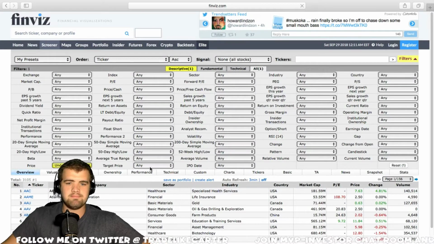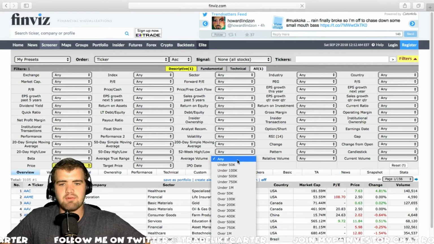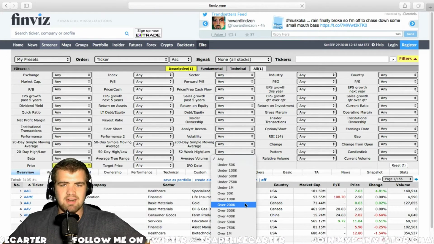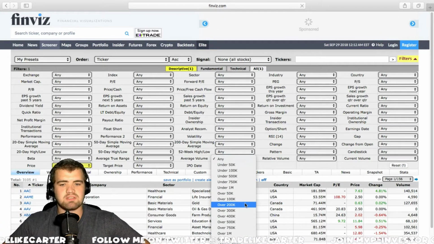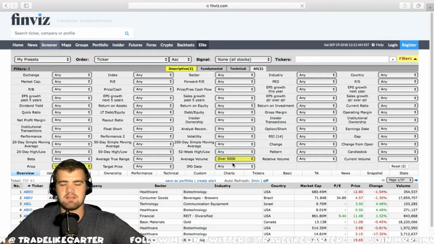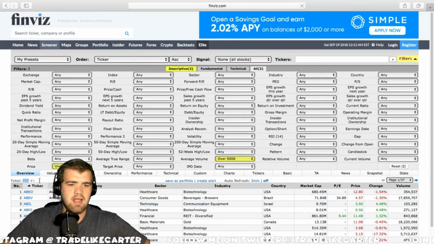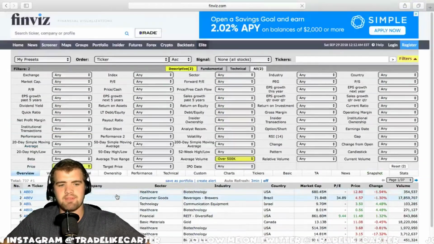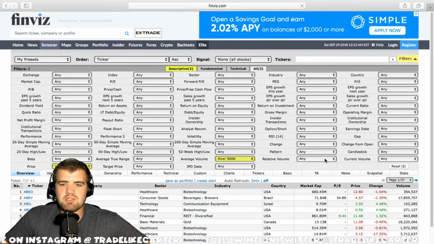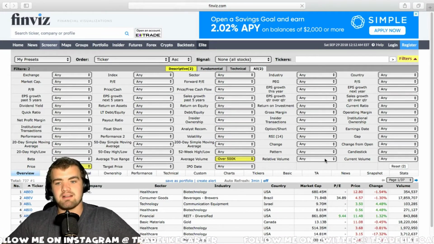All right, so the next thing you guys want to look up here is average volume. We're looking for stocks that move on a day-to-day basis, always on that upward side. So we're going to want to click over 500K. So now we're down to 737 stocks here. So this is pretty much where we filter out a lot of the stocks here.